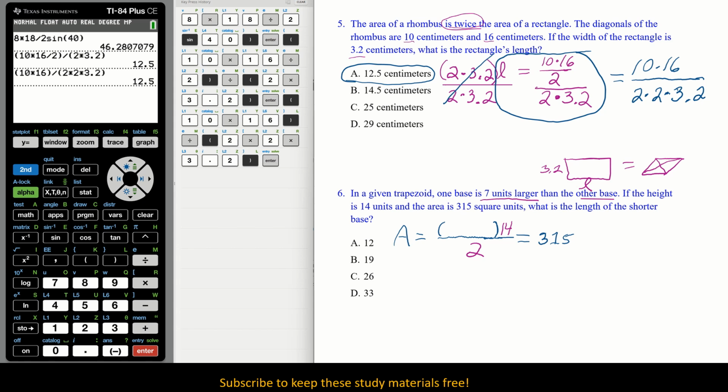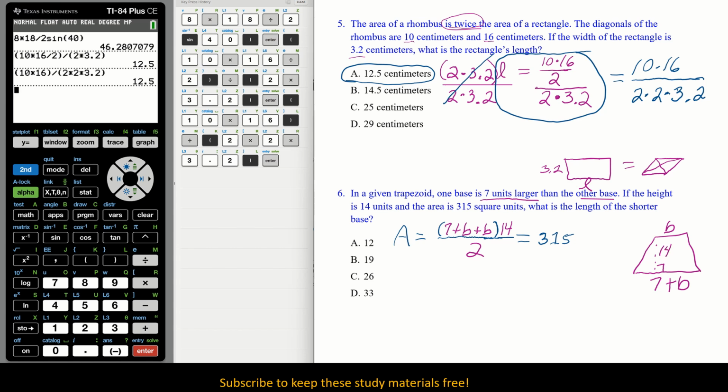So let's just call the other base B. And the two bases are added together. So we have 7 plus B, that's the first one, the larger one. And then we have to add that to just the B, which is the smaller one. So this is really what we got going on here. We have B, 7 plus B, and this is 14.